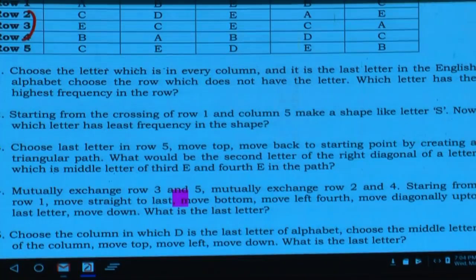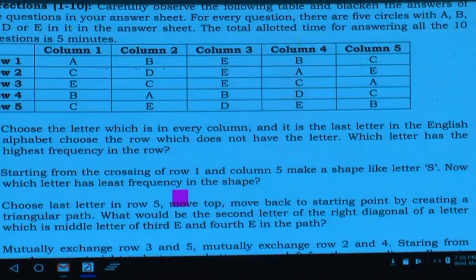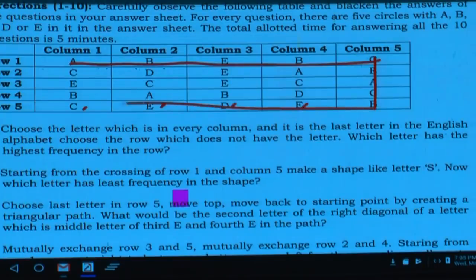Starting from row 1, move straight to last. What is straight to last? Starting from row 1, that is A. And move to end, that is C. And starting from row 1, move bottom. Move bottom means B. And move left to fourth. Left to fourth means 1, 2, 3, 4. Left to fourth that is C.